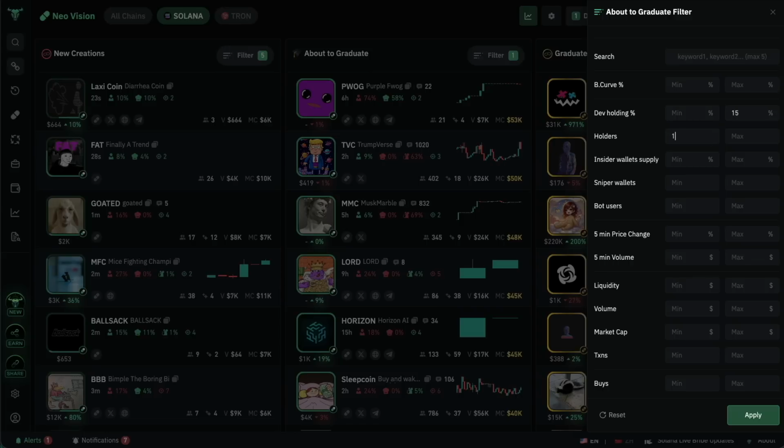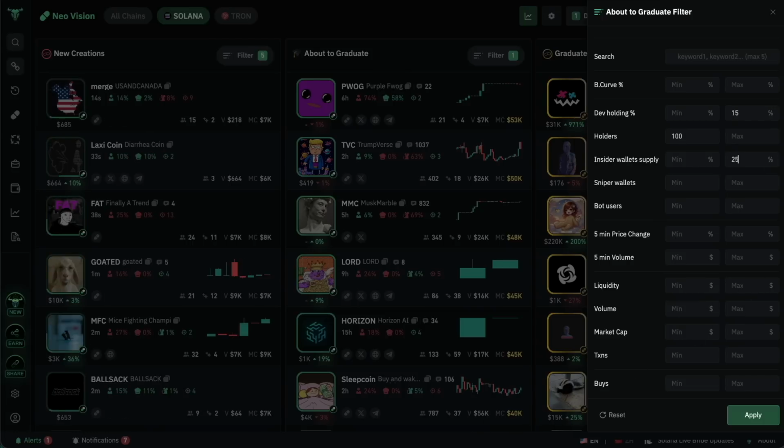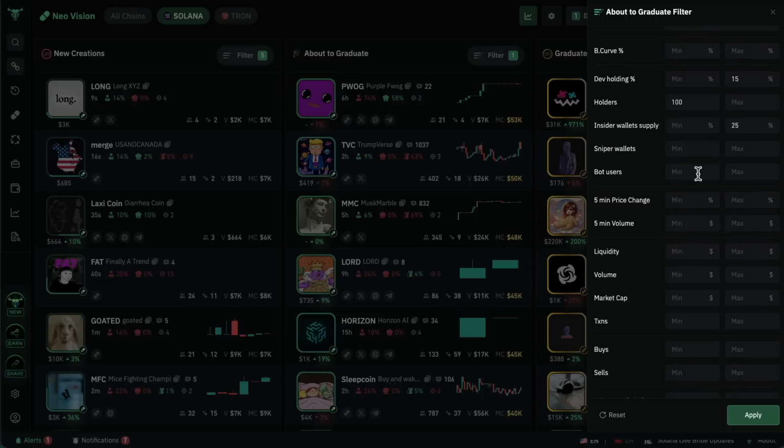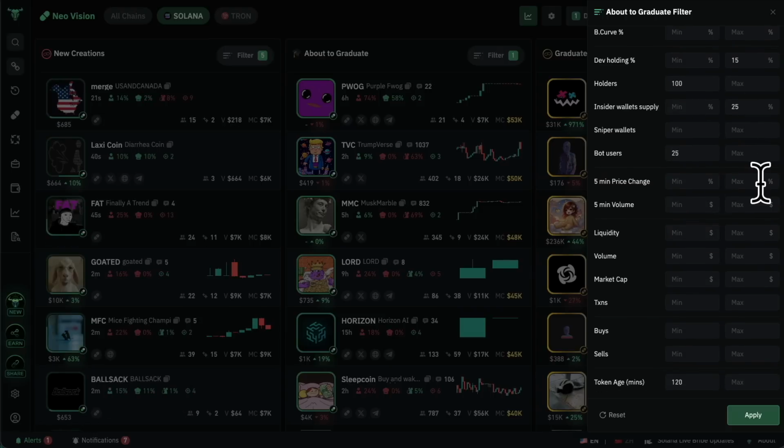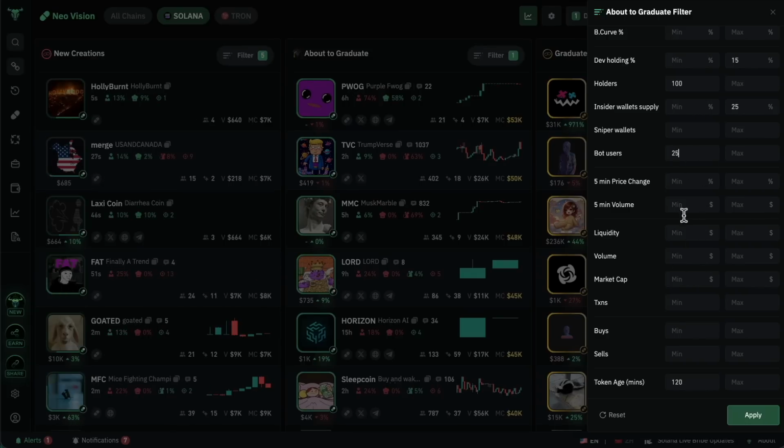Holders, it has to have at least 100 if it's a coin that you're thinking could potentially migrate. We're talking about the middle column now, so things that could potentially migrate. Insider wallets, you don't want to be messing about with anything around 25% or more. Bot users, again, out of that 100, you need at least 25 or something like that being genuine regular buyers. And we can do other things as well.